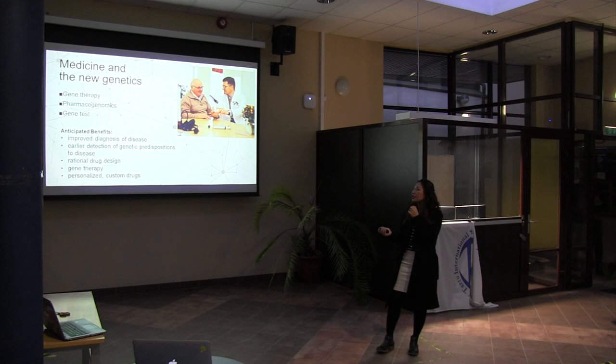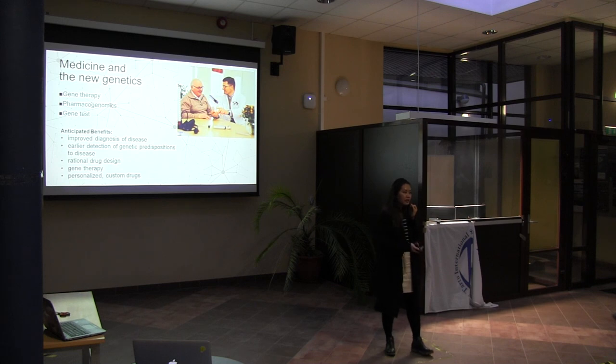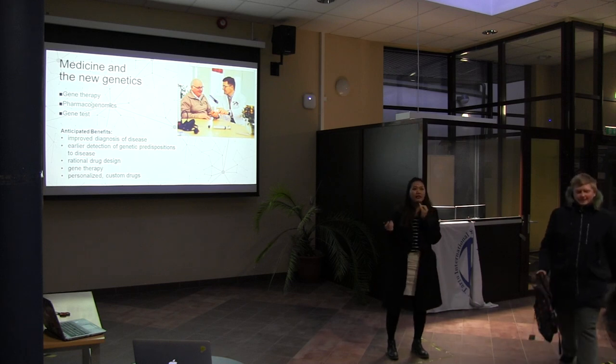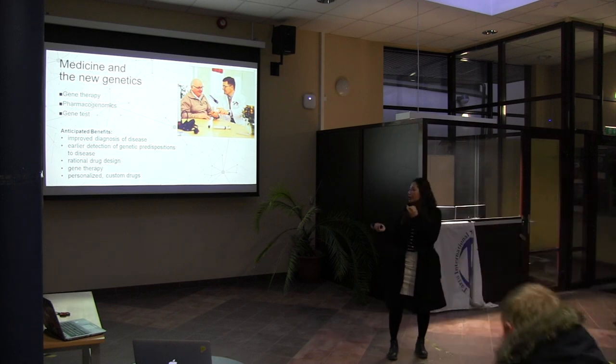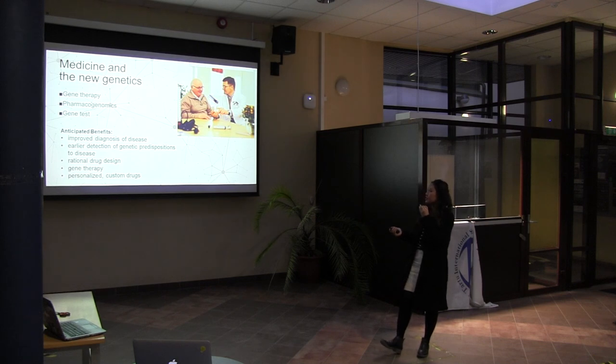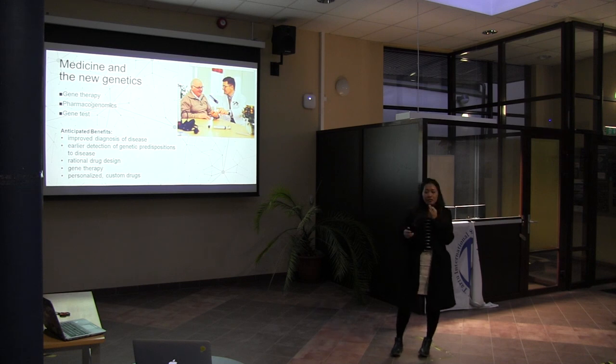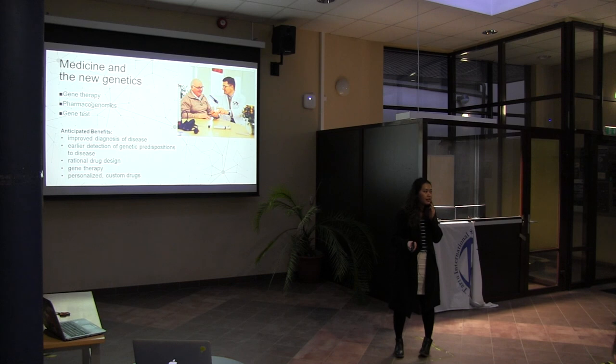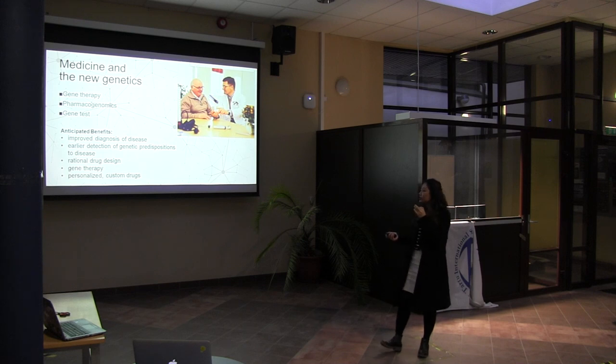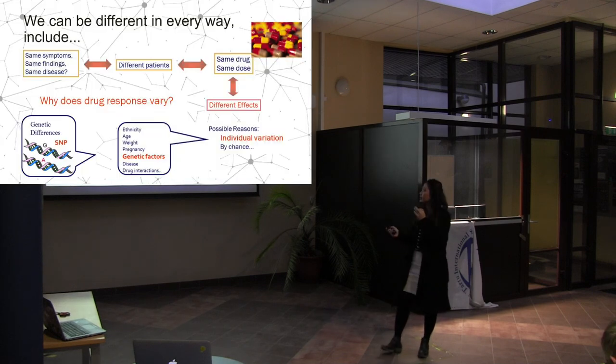And what benefit can we get from that? First, we can improve the diagnosis of disease, because we can do early detection. For example, cancer is one form of mutation, so we can predict if someone might have cancer in the future. And earlier detection of genetic predisposition, rational drug design, because most of the drug targets are proteins. They are targeting your receptor or your enzyme, which are all proteins. So even the drug response really depends on your DNA. And gene therapy and personalized or custom drugs.